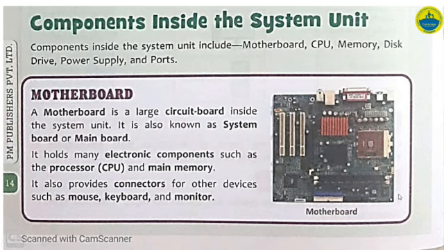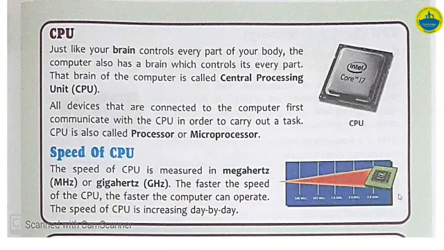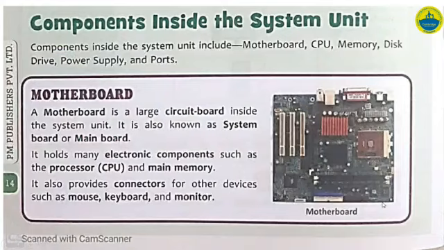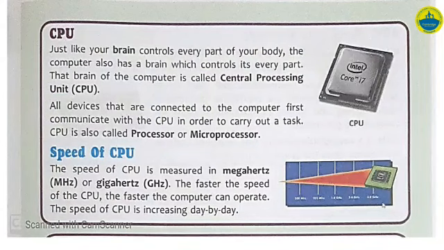Now the second most important component is the CPU. In our previous classes we always used to learn that this box is called the CPU, but in reality, inside the system unit we have the motherboard. On the motherboard there is a small processor like this. This is a small processor which is called the CPU.